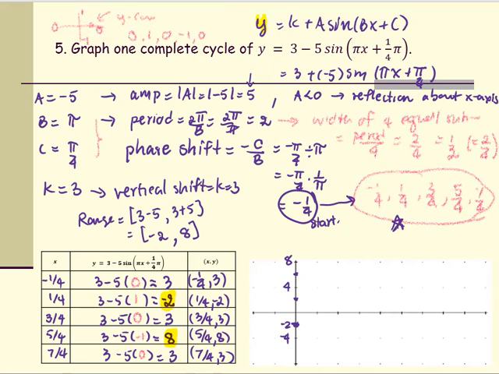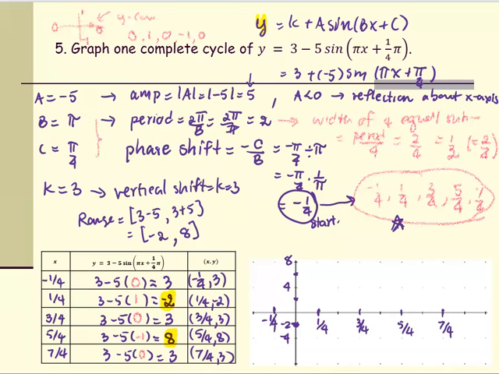The phase shift is negative 1 over 4. I'm going to use this point as negative 1 over 4, sorry. This is negative 1 over 4. And with the increment of 2 over 4, jump over here to 1 over 4, and then 3 over 4, 5 over 4, 7 over 4.